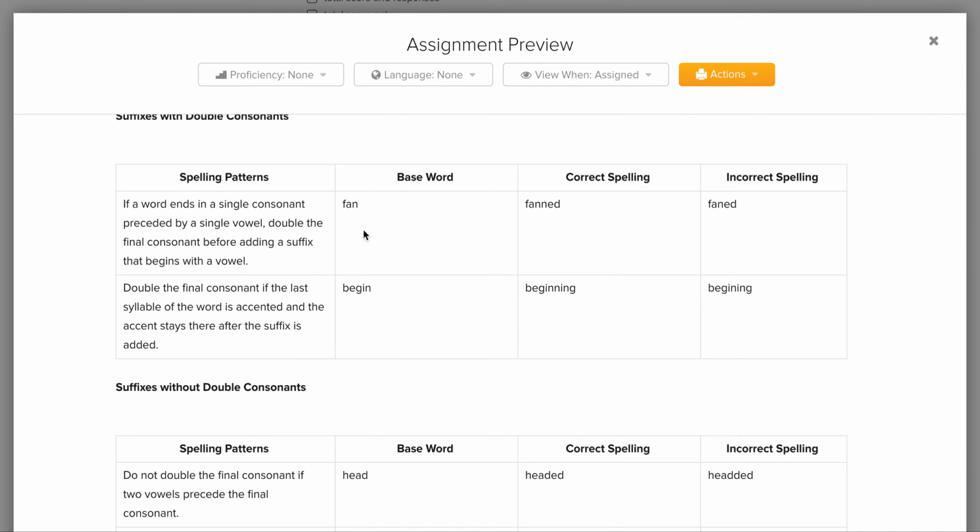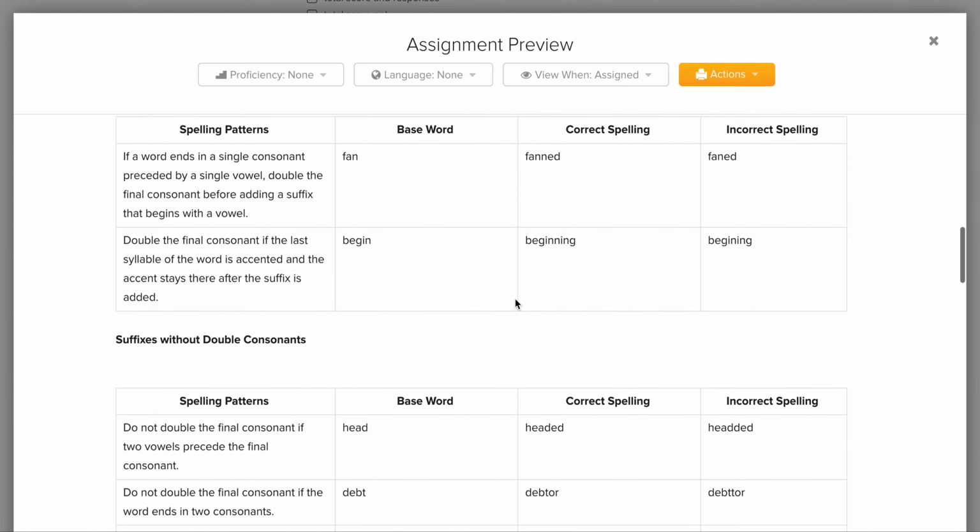So I'm going to say that again. If you have a base word that has a single consonant at the very end of it that was preceded by a single vowel, then you have to double that consonant when you add a suffix. So in the case of fan, in order to make it fanned, you would have to double the consonant before you add the ed. Otherwise, it looks like it says feigned over here. So again, hopefully that makes sense. Read through the rules and take a look at the examples, and hopefully that makes sense.